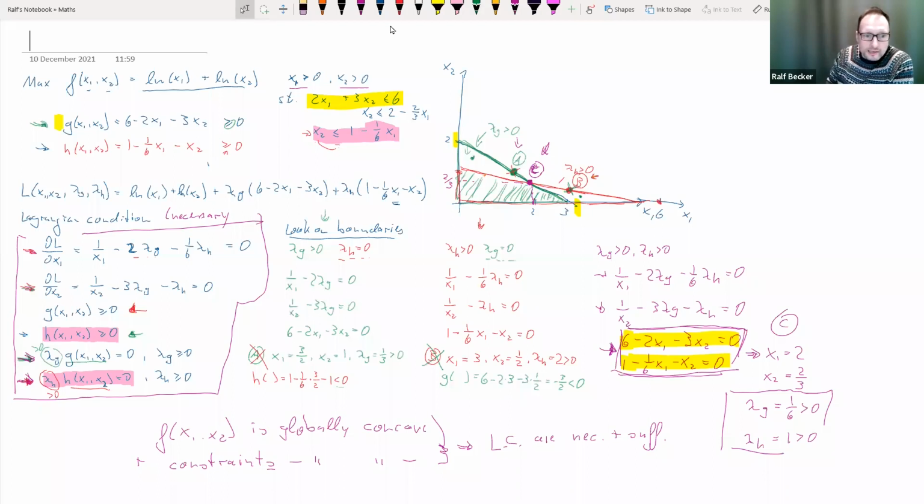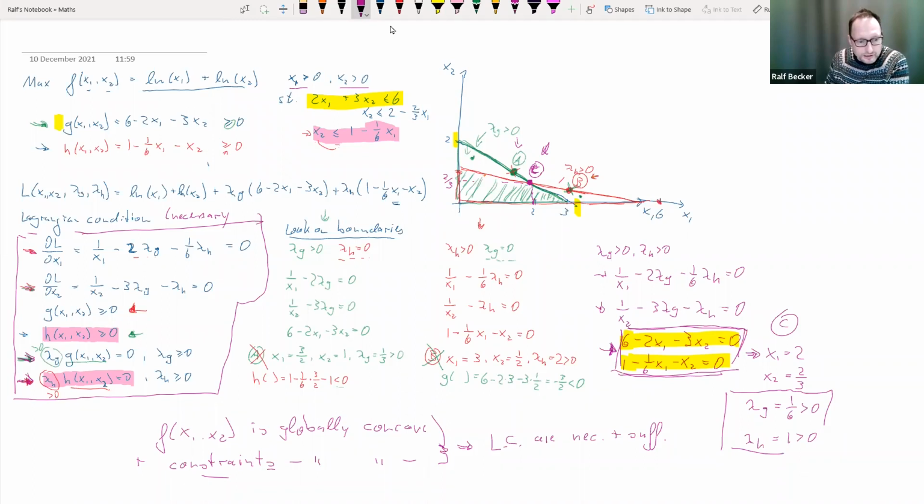Where were we? We were at the point where I wanted to see whether our Lagrangian conditions are also sufficient. So we were looking at the constraints. Are they concave? The answer is yes. Both constraints are linear, and we know linear constraints are both concave and convex globally. So yes, they are concave.